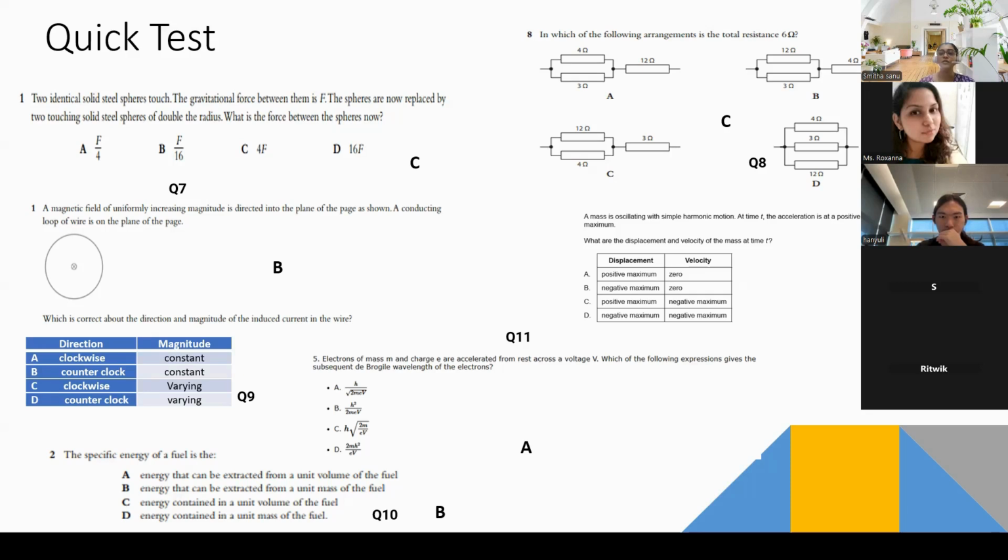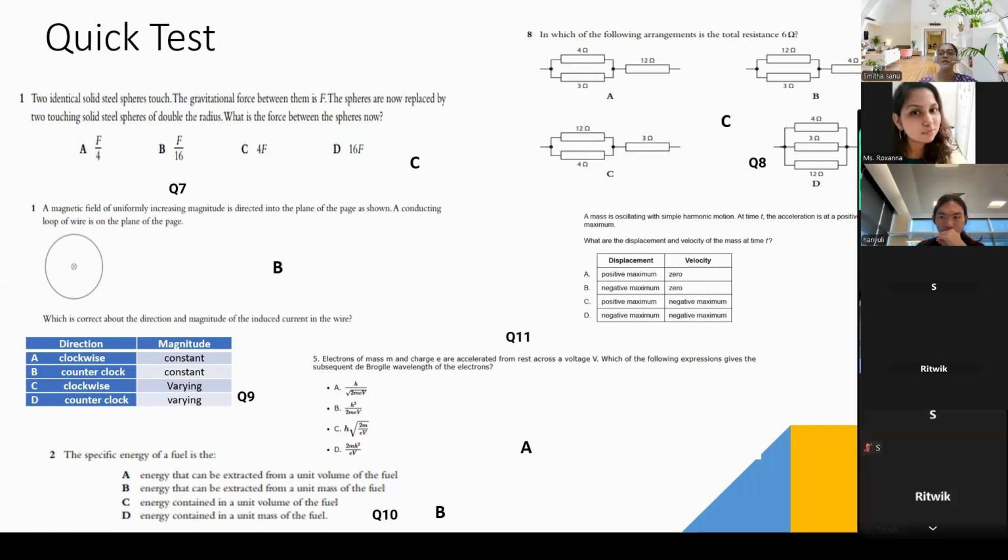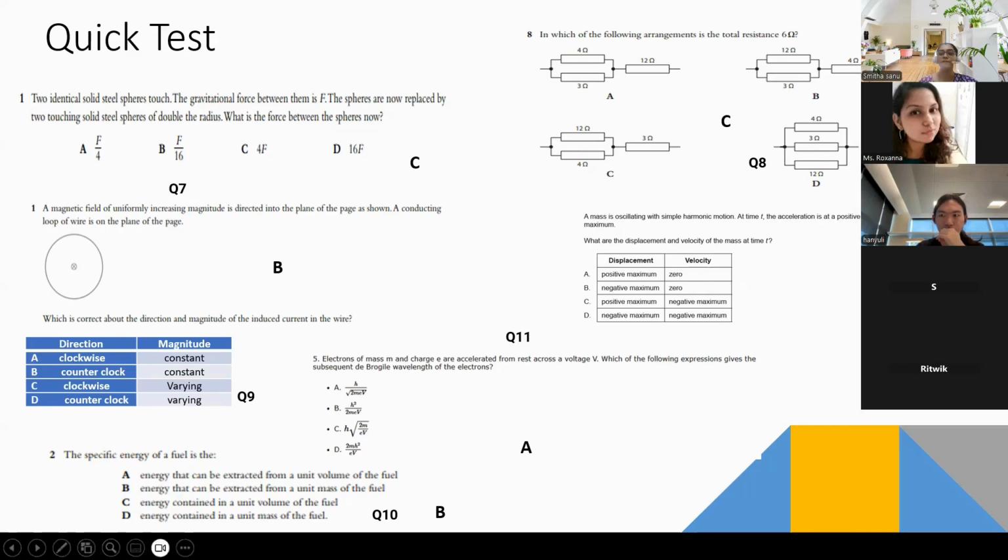Okay, and the last question for today. We are concluding with an SHM question again. What is the displacement of the mass at a time t? So you are asked to find velocity and displacement. Okay, the answer is D.